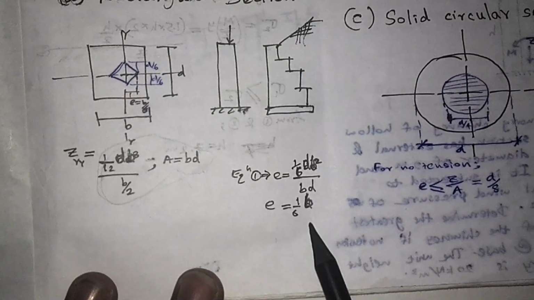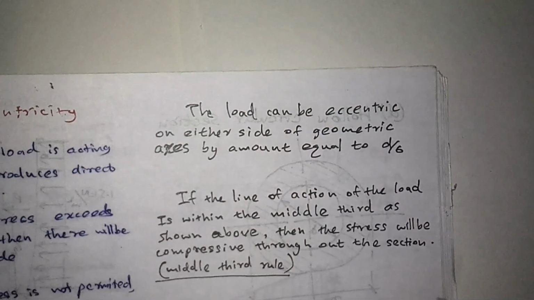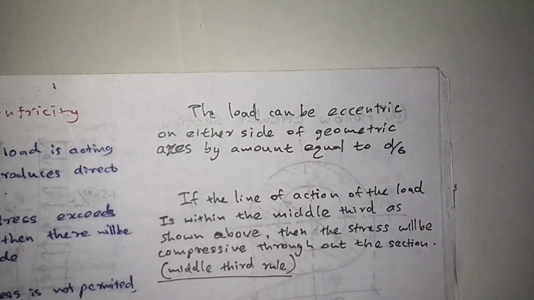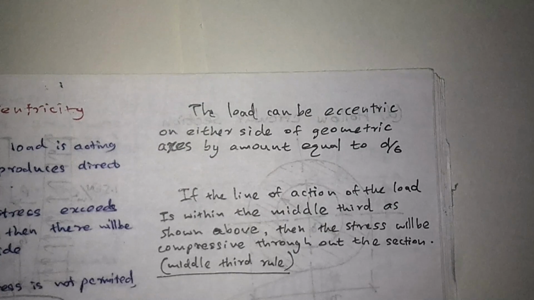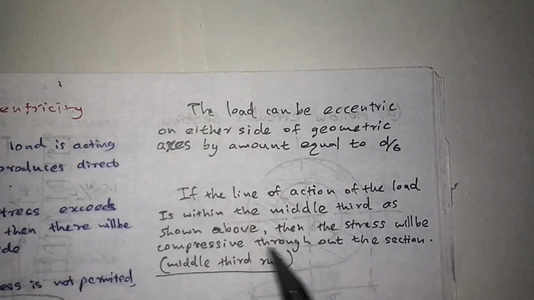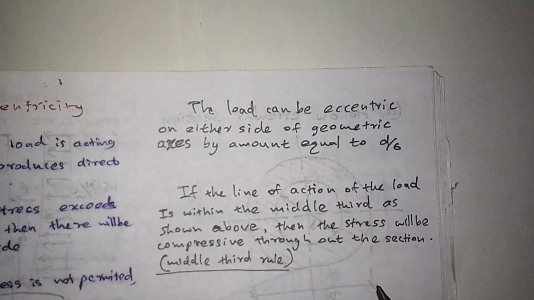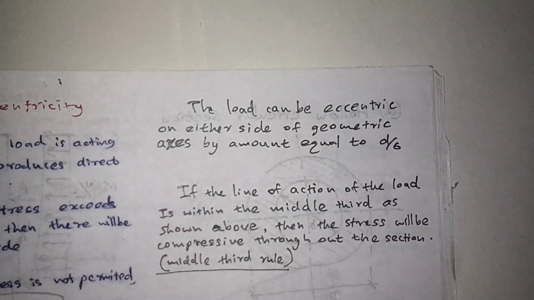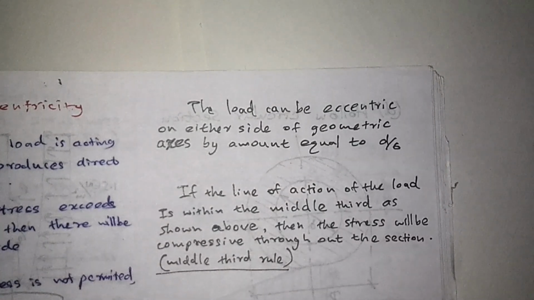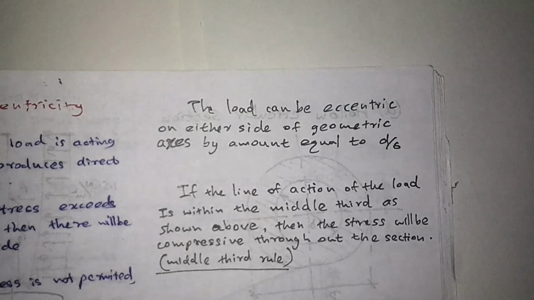You can find e. And the load can be eccentric on either side of the geometric axis by an amount equal to d over 6. If the line of action of the load is within the middle third as shown above, then the stress will be compressive throughout the section. That is called the middle third rule.